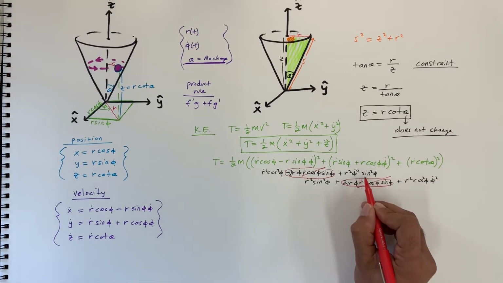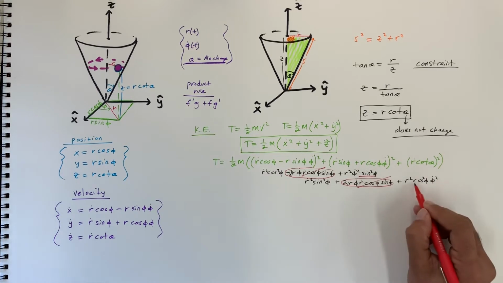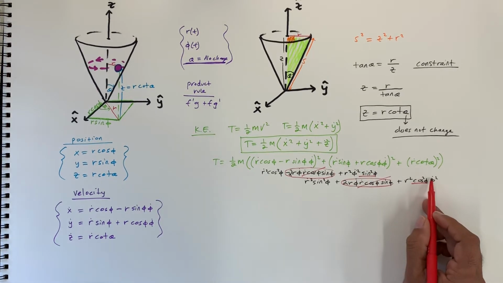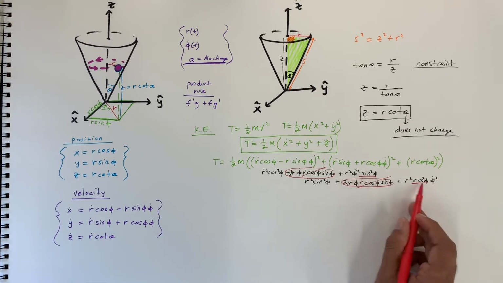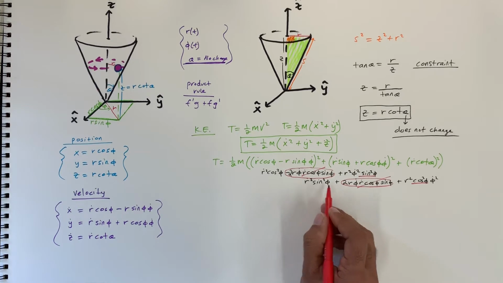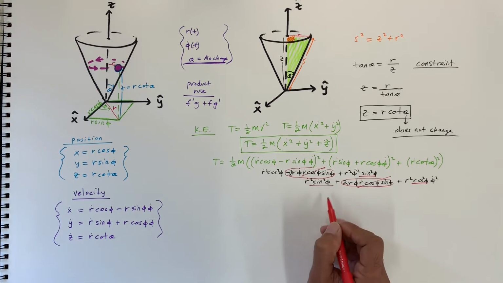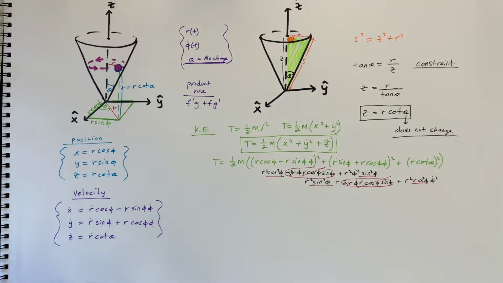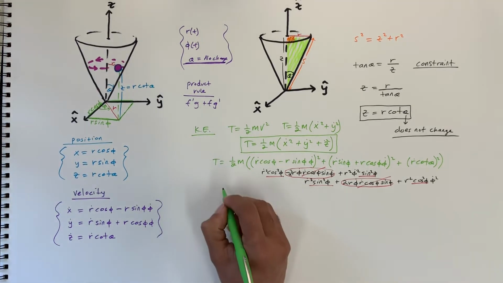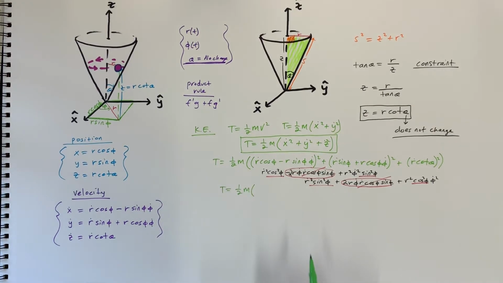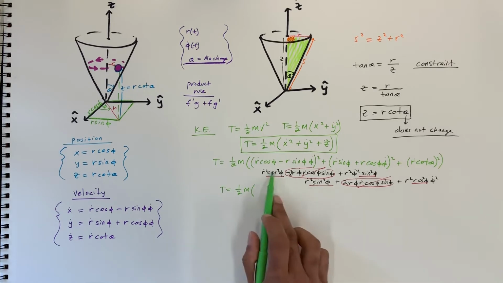And sine squared phi, cosine squared phi, and they have the same variables in the front, so I can write that just once. And then I can do the same for sine squared phi and cosine squared phi. Okay, so let me do that and rewrite everything. So we got T is equal to 1/2 m. I'm gonna write these two things first.